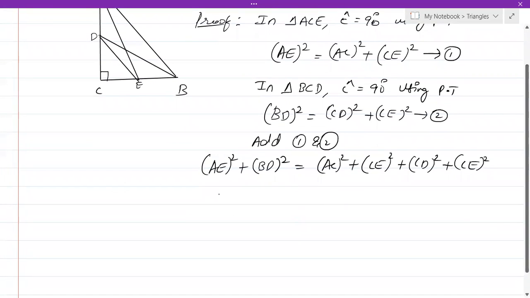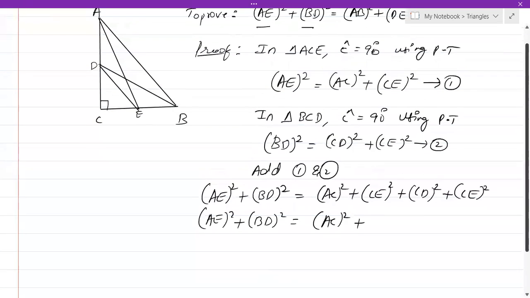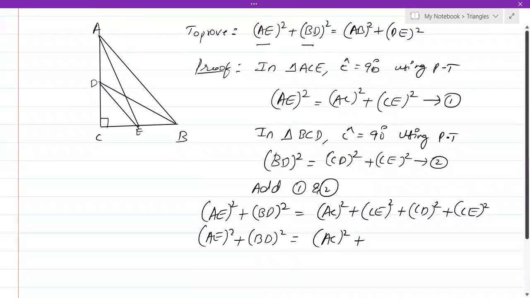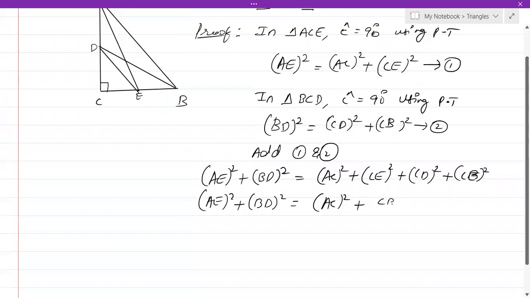Okay. Now, AE square plus BD square. Let's rearrange the RHS. Let me write AC square plus, one second. Here, in the second equation, we have made a small mistake. This should be CB square, not CE. Okay, so this becomes CB square. So AC square plus CB square, CE square plus CD square.